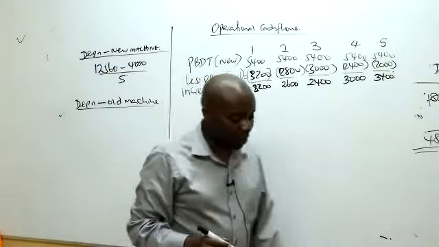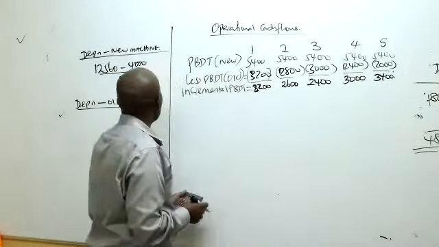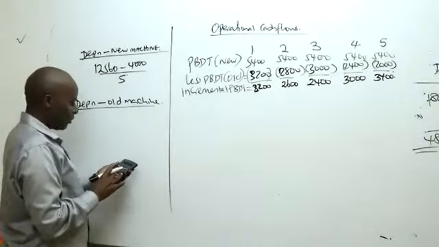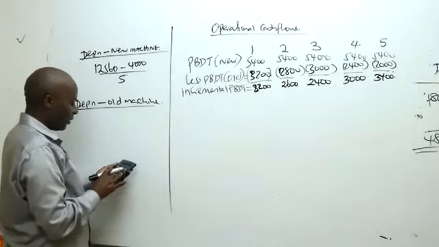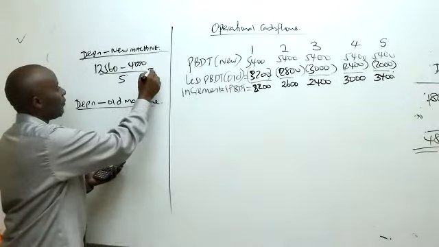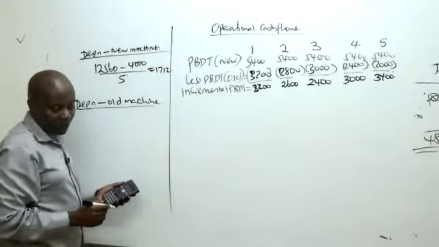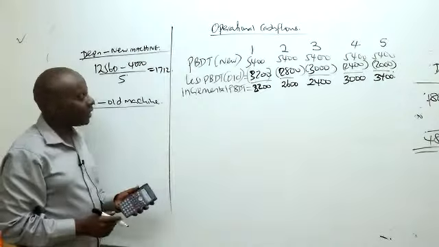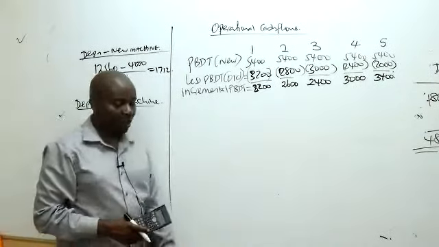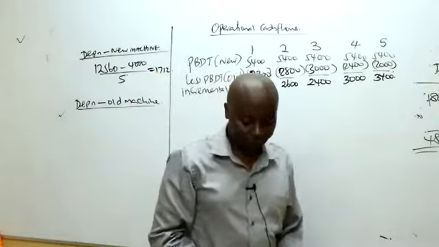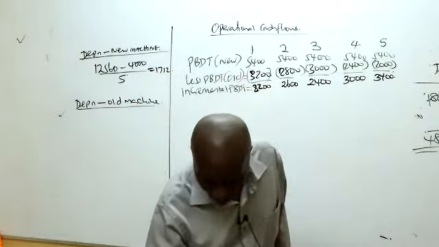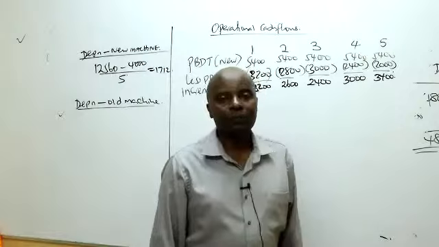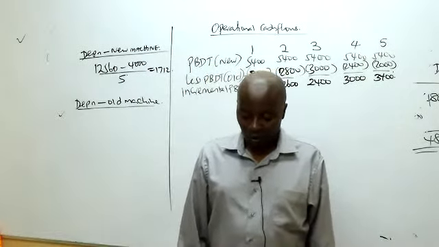So the new machine, ladies and gentlemen, what do we have here for the new machine? This is quite easy. The new machine, we have 12,560 minus 4,000, divided by 5, which gives me 1,712. How about, ladies and gentlemen, the old machine? Kindly give me the answer for the depreciation of the old machine. What do we have there?